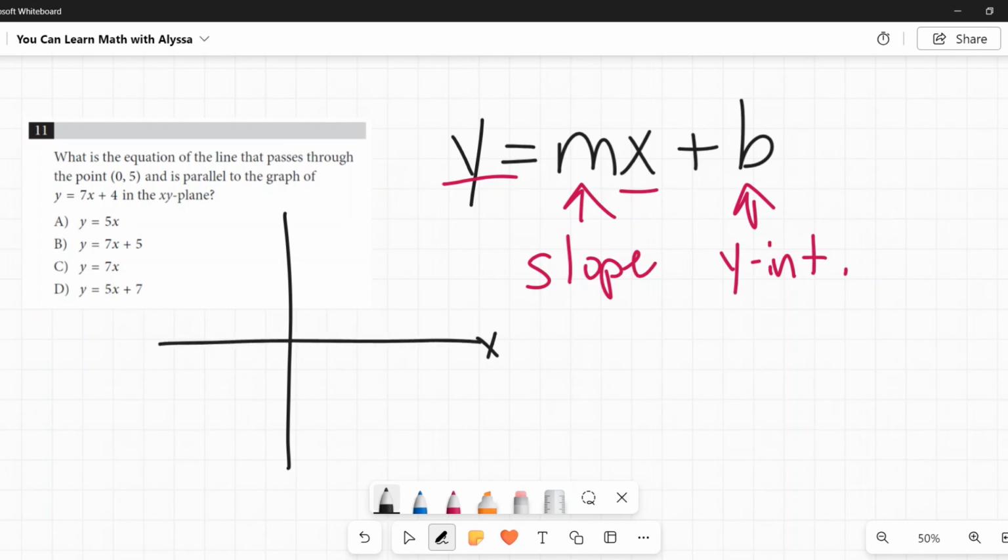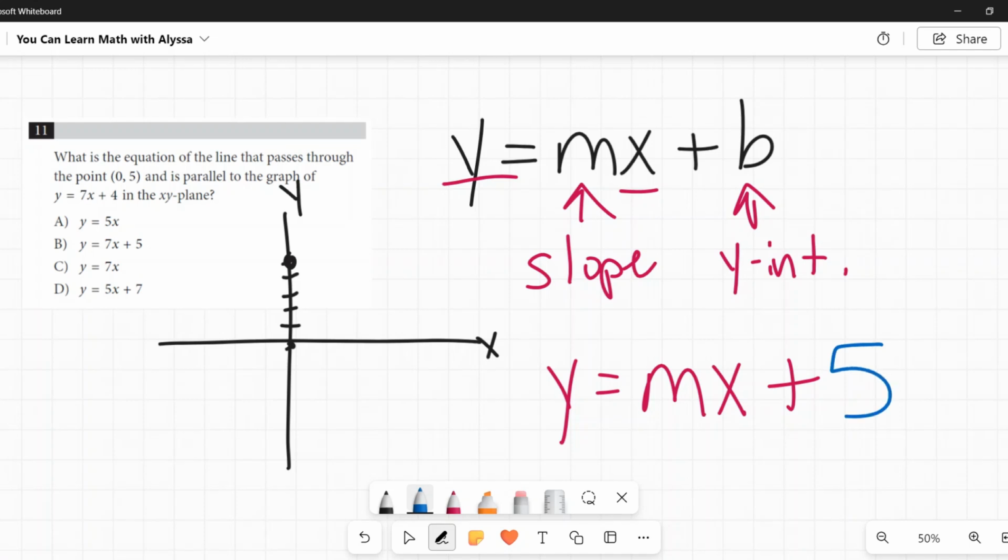Well, my x and my y, x comes first, so 0, and then 1, 2, 3, 4, 5. So 0, 5. That's the y-intercept. That's 5. So I know my new line, I'm starting with y equals mx plus b. I know my b. That y-intercept is 5. Woohoo! So honestly, if you look at your answers, there's only one that has a plus 5.